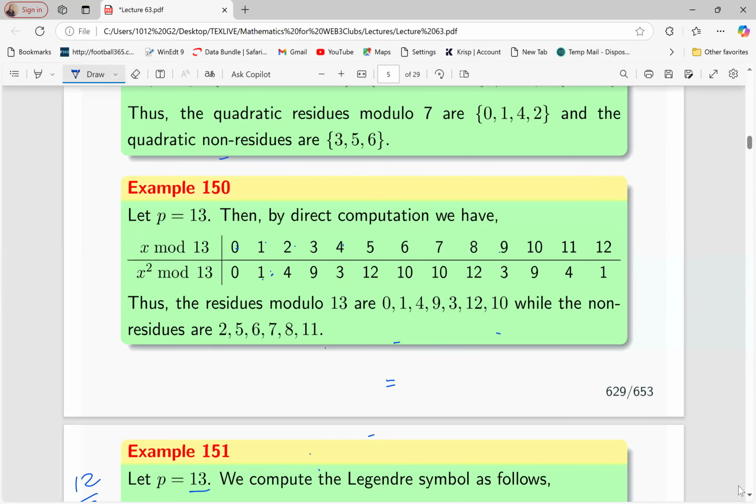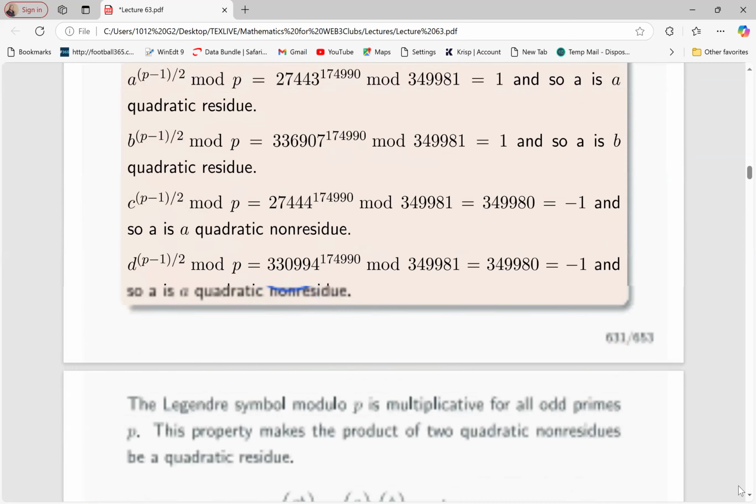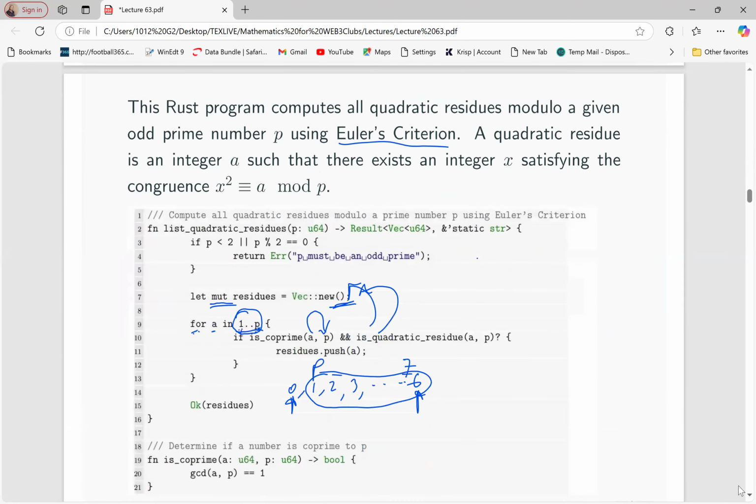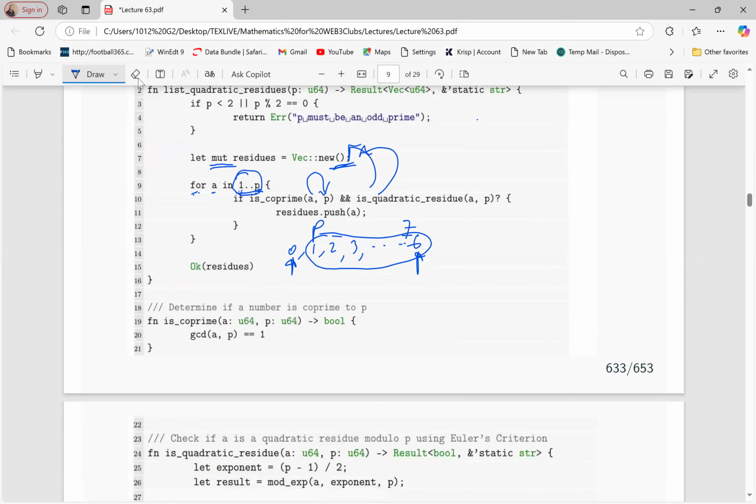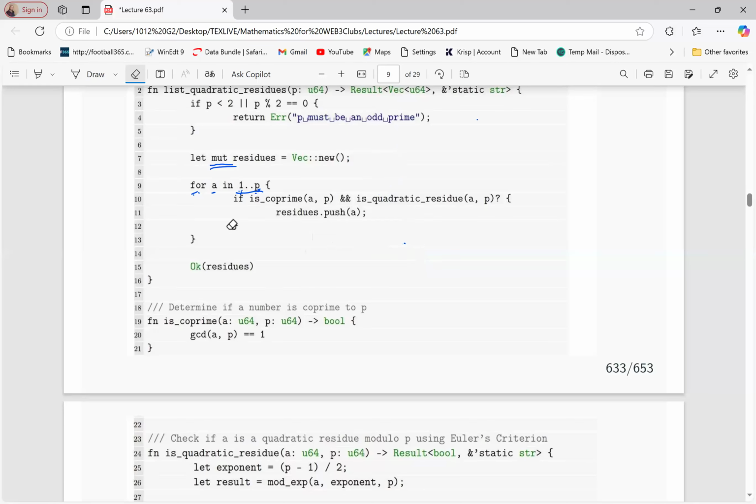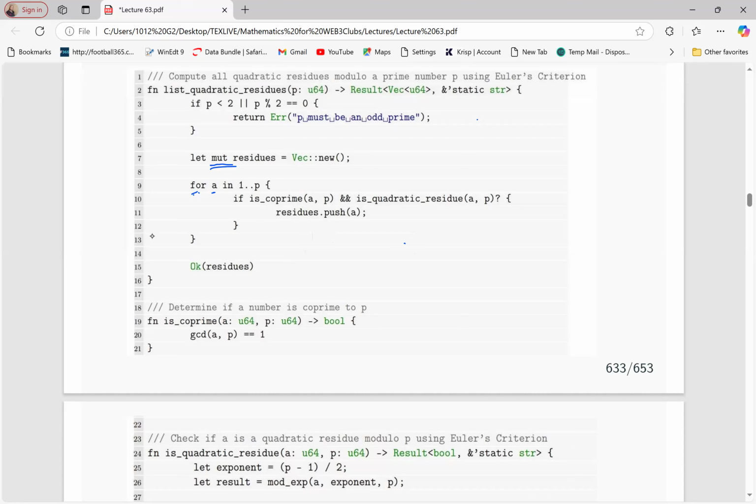But now, what is it doing? Let's go back and see what it's doing there. Because it's identifying, first of all, if A is coprime. And then, after identifying the coprime, it must also identify if it's a quadratic residue. So A must fulfill these conditions. It must first be coprime, then it must be a quadratic residue.